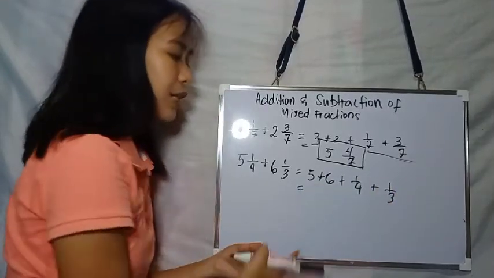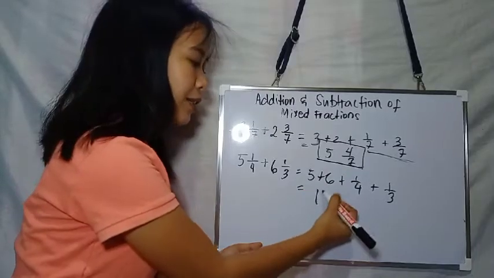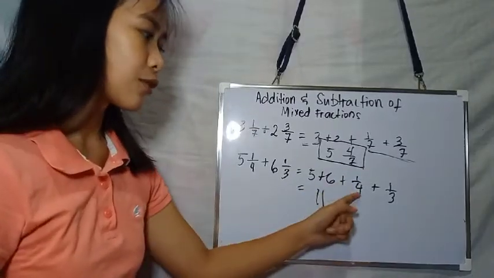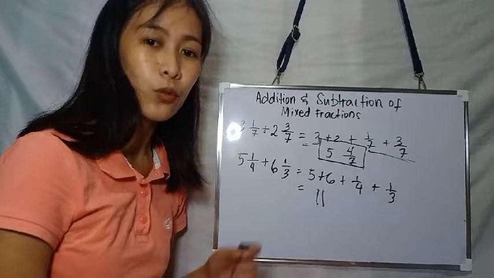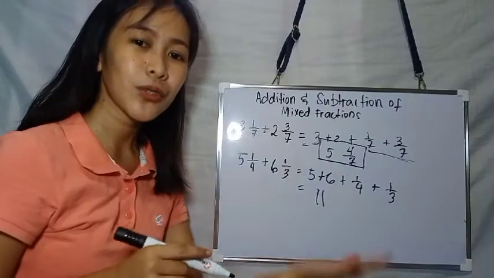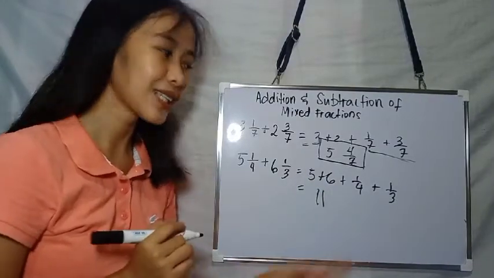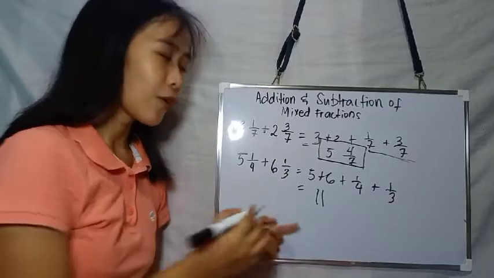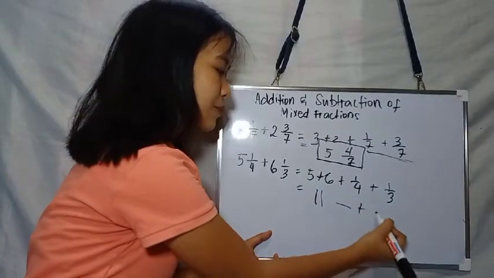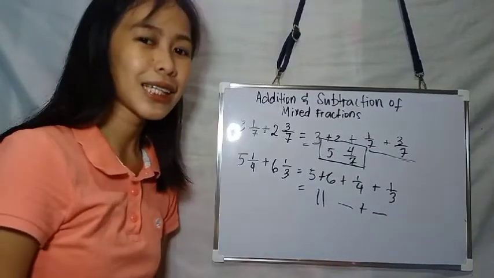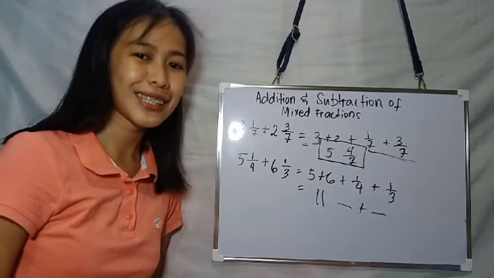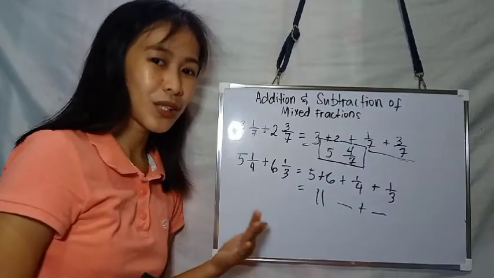And then, right after that, 5 plus 6 is 11. Ayan. And then, yun na lang yung concern natin, si 1/4 and 1/3. Diba? What we are going to do is to get the LCD. Right? Kasi magkaiba pa sila. Okay? So, we have, ayan. Without using listing method, how are you going to get the LCD? Are they divisible to each other?